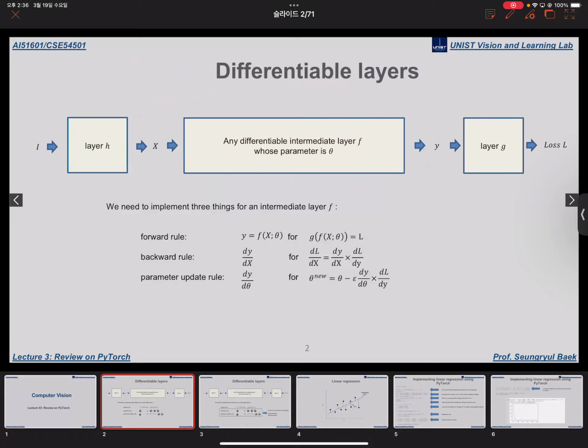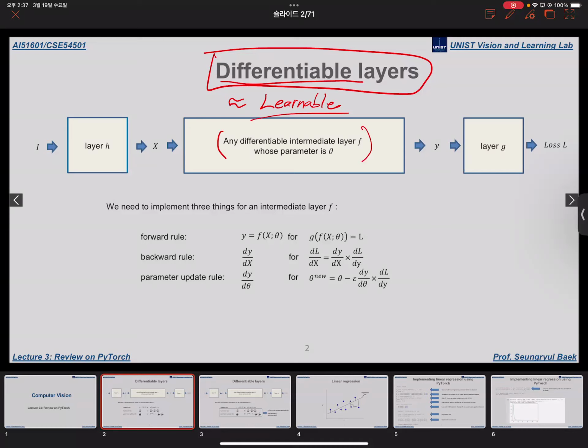So last time we learned about differentiability, and roughly we can think that if layers are differentiable, then we can train them. We can learn their parameters. For a specific layer whose parameter is the vector theta, to make those layers differentiable, we have to define these 3 rules.